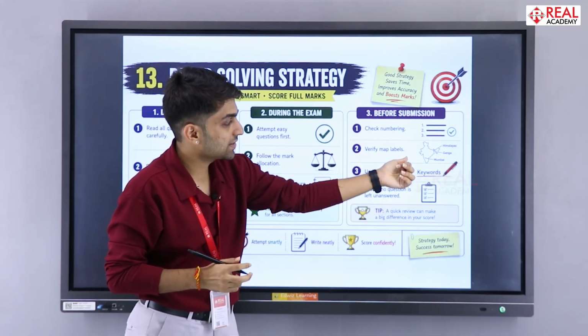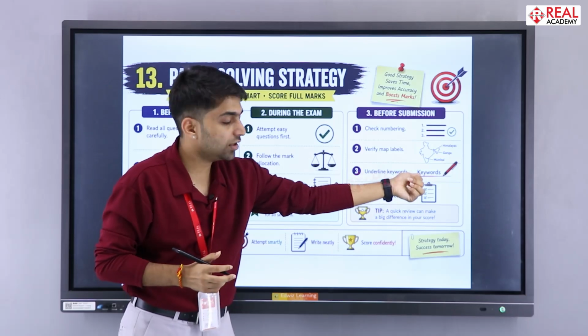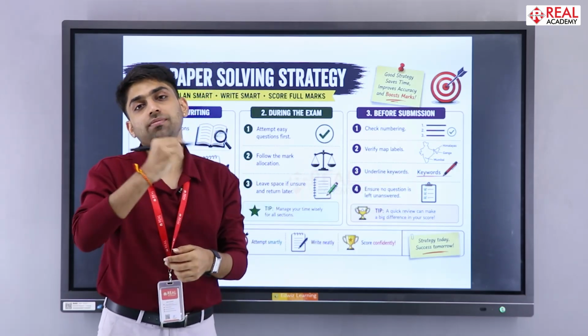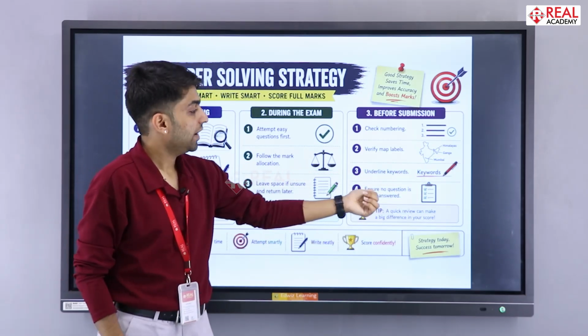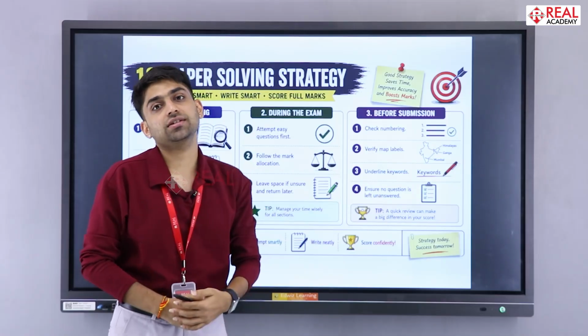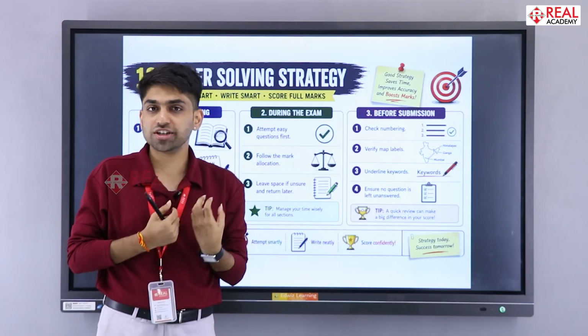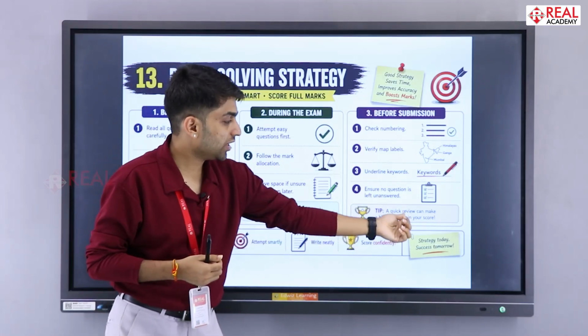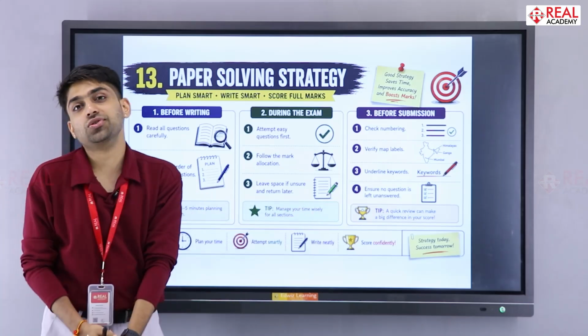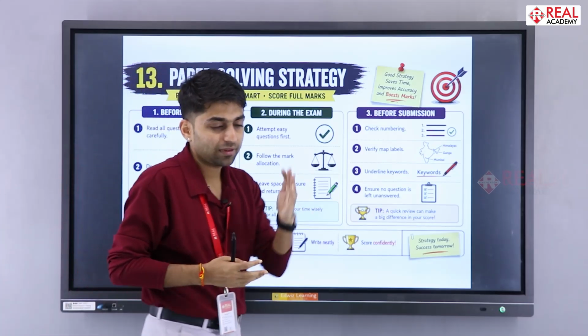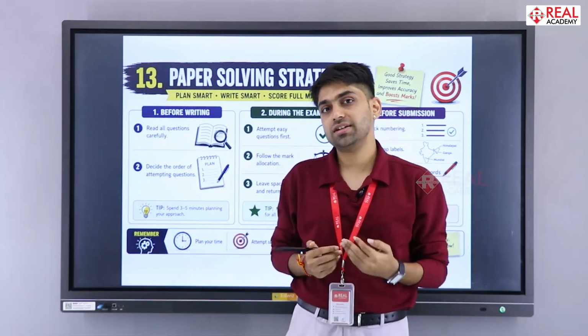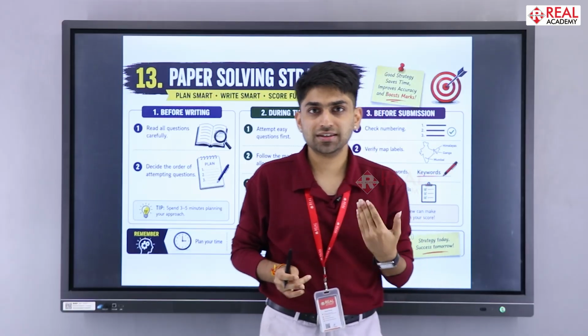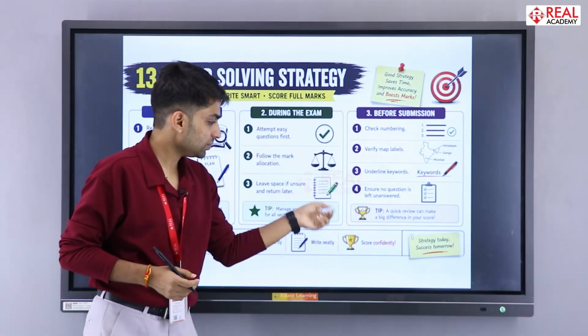Check for the commas, full stops. Verify map labels, underline keywords, always use pencil for underlining. Ensure no question is left unanswered. Attempt whatever you know, just attempt it. A quick review can make a big difference in your score. So basically, whenever your paper is done, check it twice, thrice, but check it.